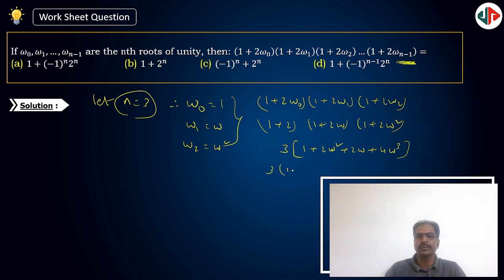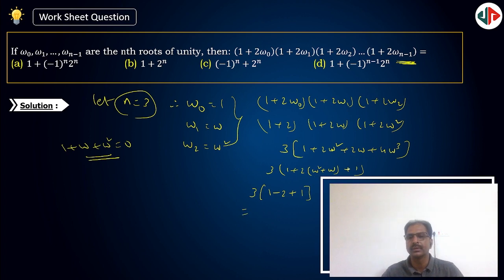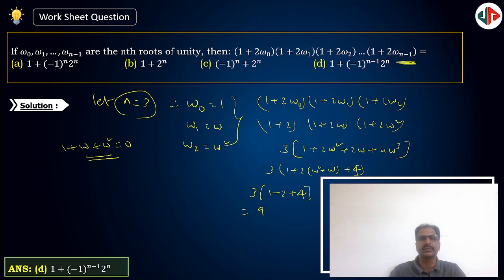So 3 into 1 plus, take 2 common, you get omega square plus omega. Omega cube is 1. And we know that 1 plus omega square is 0. So omega plus omega square will be minus 1. So 3 into 1 minus 2 plus 1. So this is 4, 4 into 3 is 12... This is 4. So answer is 9. We got answer as 9 by taking n is equal to 3. Now put n is equal to 3 in the options and check where you get answer as 9.